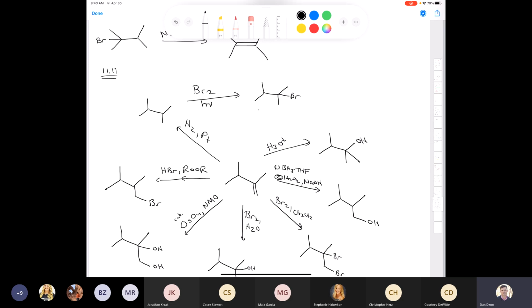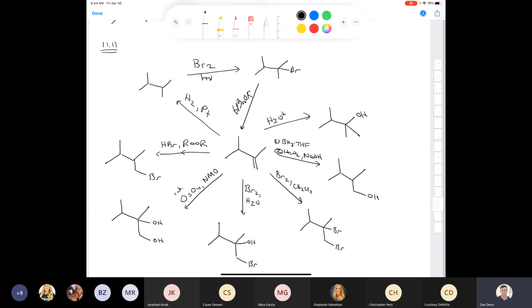And then the last one, I don't really have a lot of room here, but if we want to take this and do an elimination and make the Zaitsev alkene, right? Because that's what is in the middle of the slide. This is the Zaitsev. For that, you would use potassium t-butoxide, like that. Okay, there you go. So that deals with a lot of the alkene chemistry.